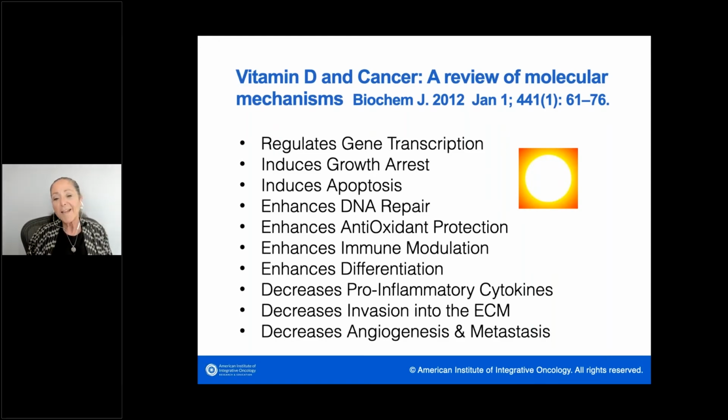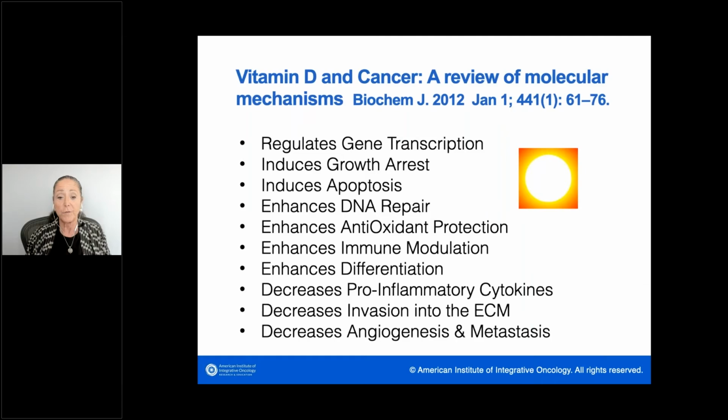We also get enhanced DNA repair. Remember, there's nuclear receptors for vitamin D. It enhances antioxidant protection, immune modulation, super important for robust immunity and normal immunity. It enhances the differentiation of tumor cells. A more complex, more differentiated, less primitive cell is easier to treat, easier to target. If cells become dedifferentiated, cancer is very, very hard to control. So we want to promote differentiation. So that's one function of vitamin D in the cancer setting.